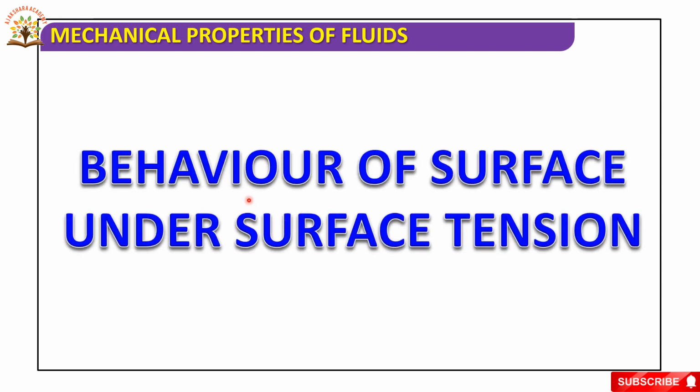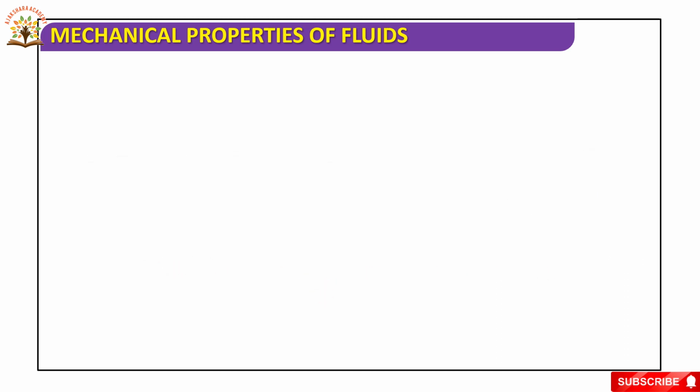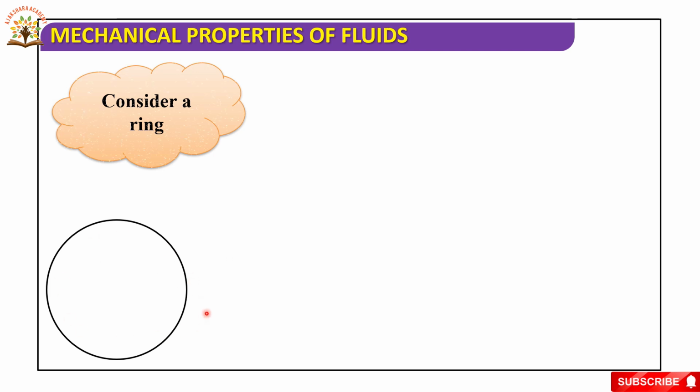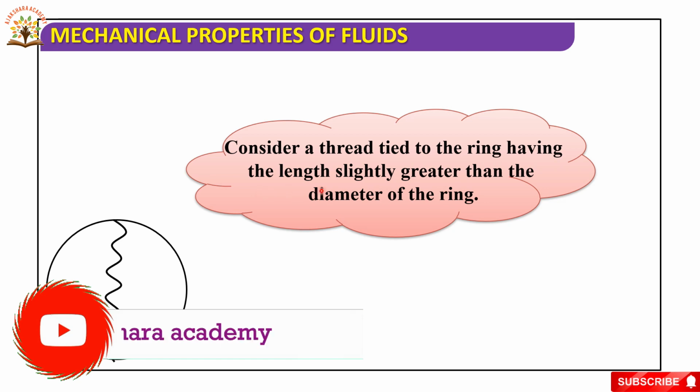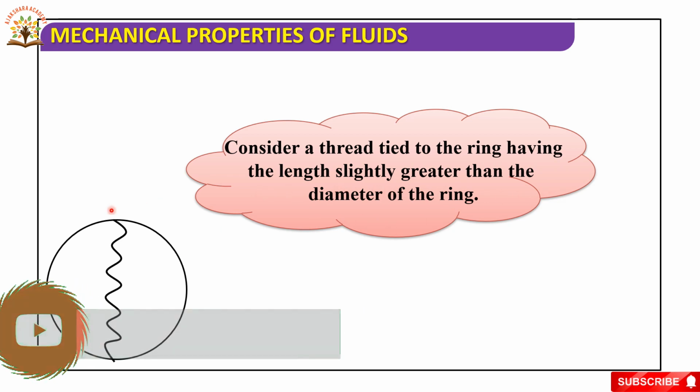Now let us discuss behavior of surface under surface tension. Consider a ring. Here we are taking a ring. Consider a thread tied to the ring having the length slightly greater than the diameter of the ring. See here, we are taking the thread tied to the ring having the length slightly greater than the diameter of the ring.